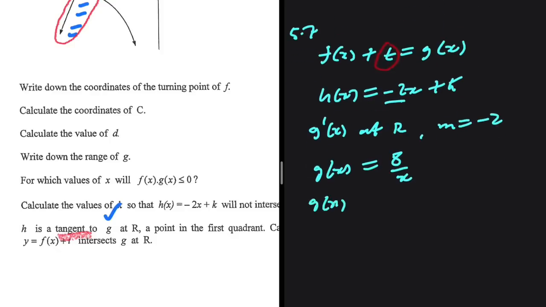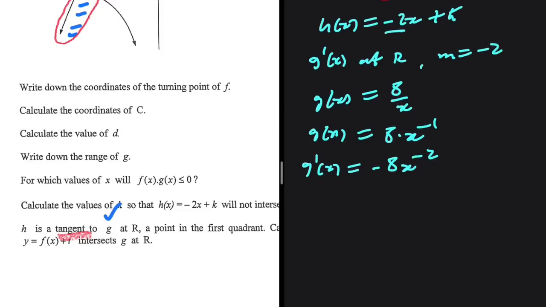But this is the same as saying 8 multiplied by x to the minus 1, right? So if we go ahead and differentiate this using the power rule, we're going to get minus 8 multiplied by x to the minus 2. But we know the gradient at r. The gradient at r is minus 2. So now we're interested in finding the x value at r. So we're going to say minus 8.